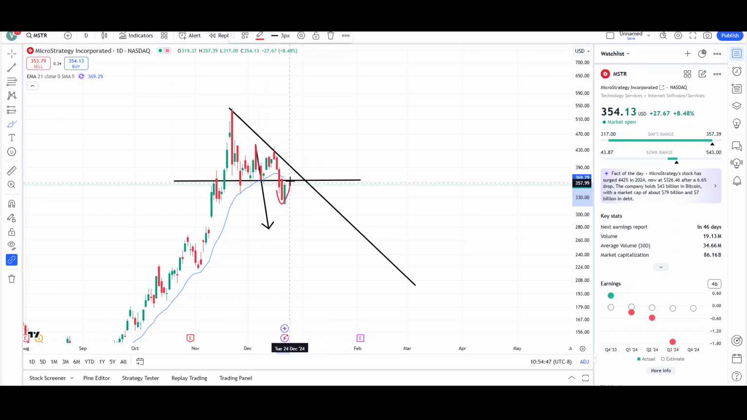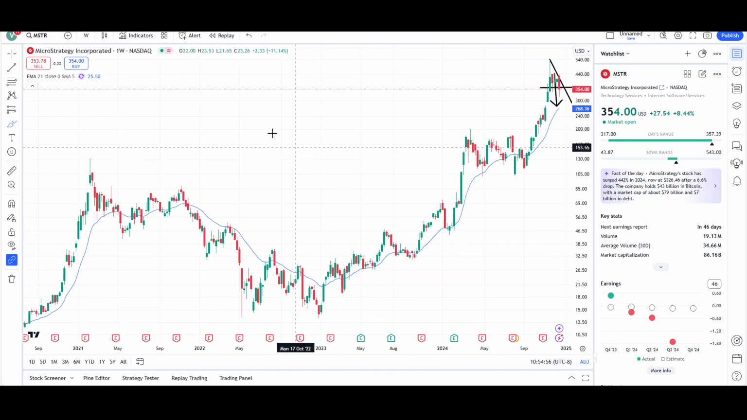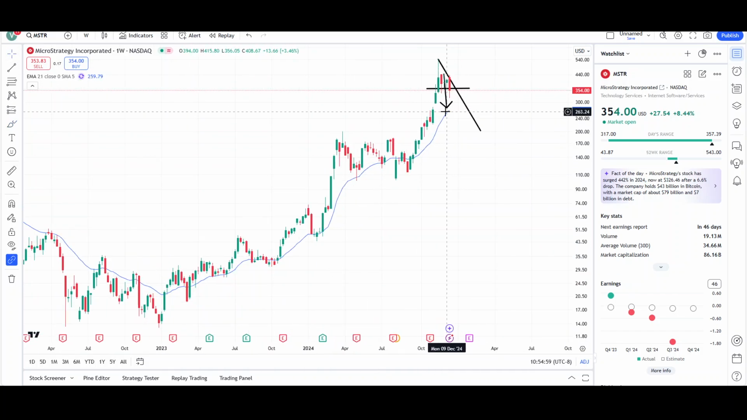It's like a breakout, retest for resistance, and then a resumption of the downtrend. So we'll have to wait and see. Let's take a look at the weekly chart. And again, the EMA is catching up, so that's a good sign.